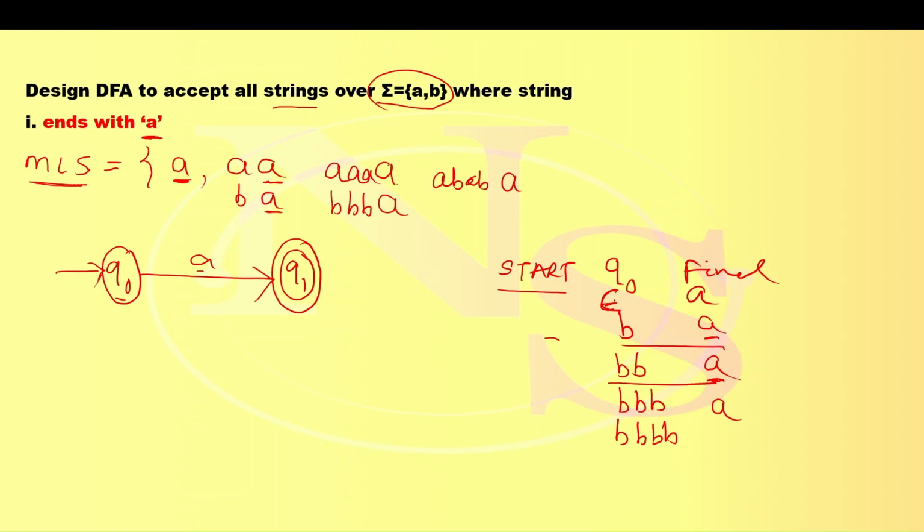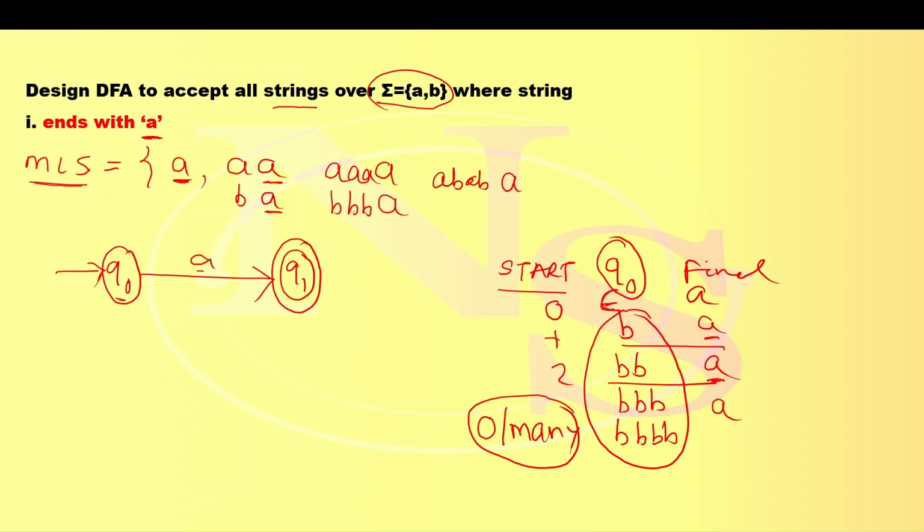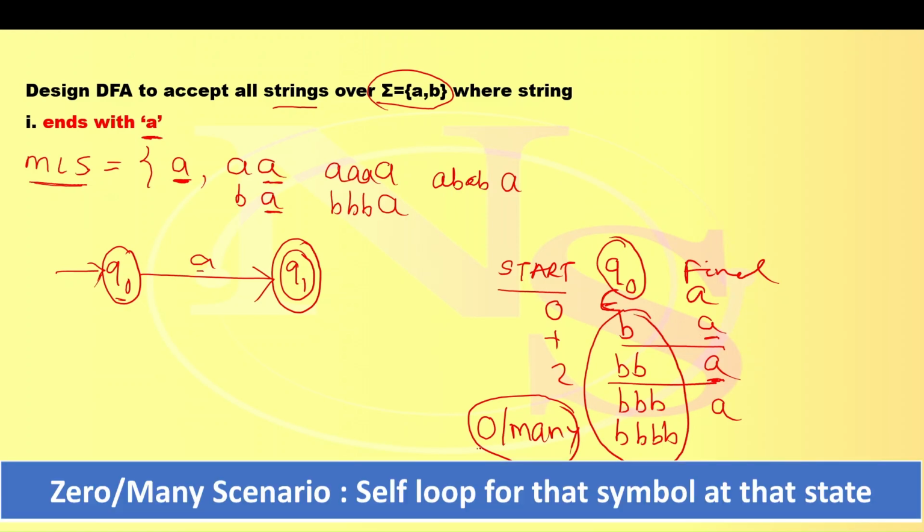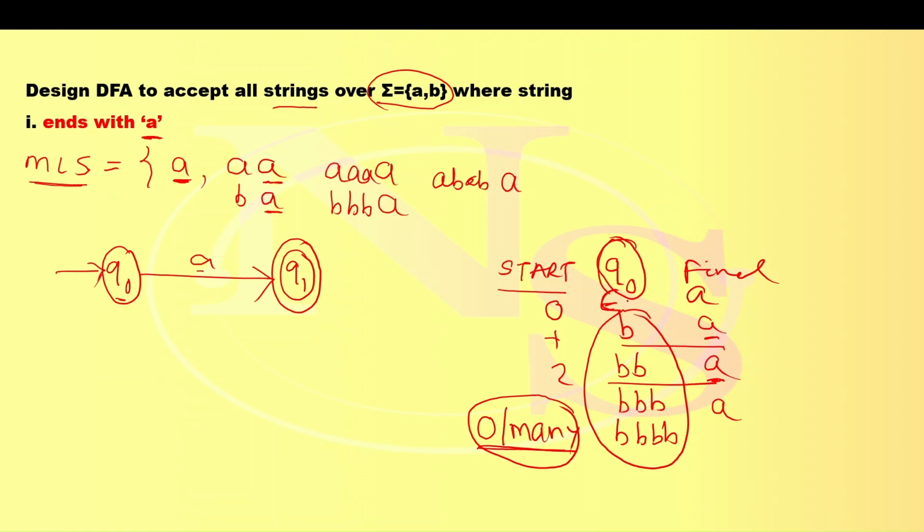Epsilon contains no symbol. So Q0 is looking for 0 number of B's, or 1 or 2 or 100 number of B's. It means what? There is a scenario of 0 or many. From which state? From state Q0. For which symbol? Symbol is B. So whenever in TOC there is a scenario of 0 or many, we can give the self loop at which state? State is Q0. So give the self loop at state Q0. For which symbol? B. So there is a self loop for symbol B at state Q0.